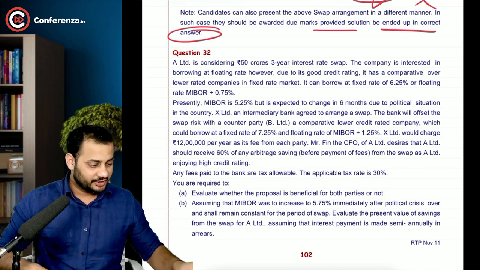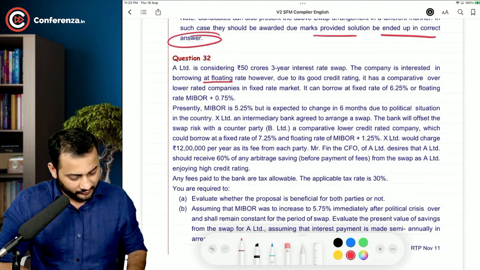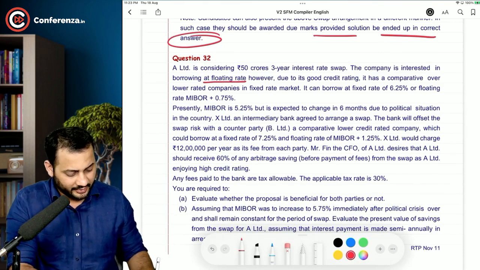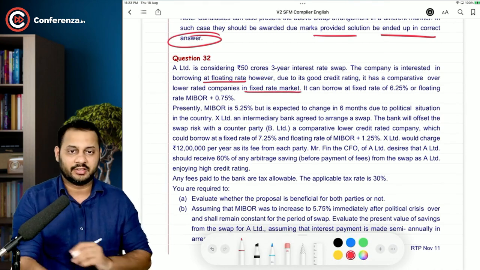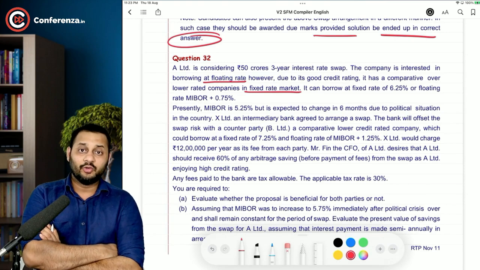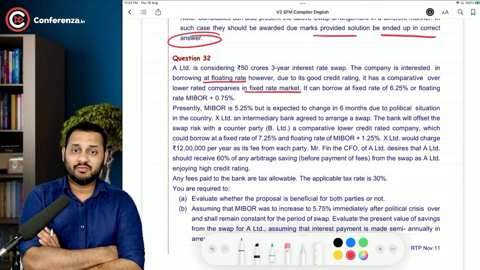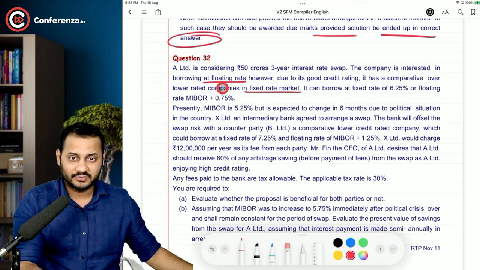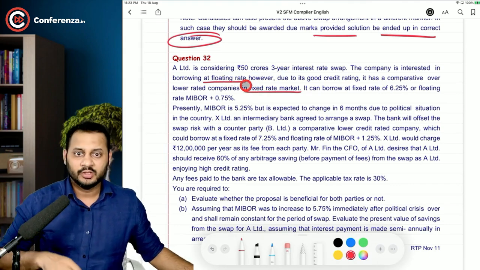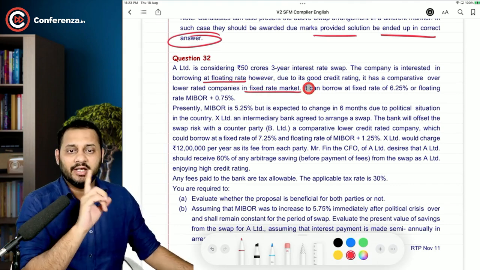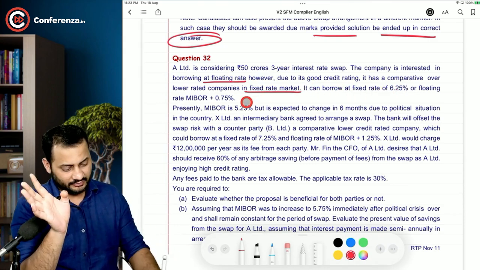The company is interested in borrowing at a floating rate. However, due to its good credit rating, it has a comparative advantage over a lower rated company in the fixed rate market. That is what we wanted. I told you that swapping is possible when we have a comparative advantage in one market, that is fixed rate in this case, and we want to borrow in the other market, which is floating rate. So it is possible in this question. It can borrow at a fixed rate of 6.25 and a floating rate of MIBOR plus 0.75.